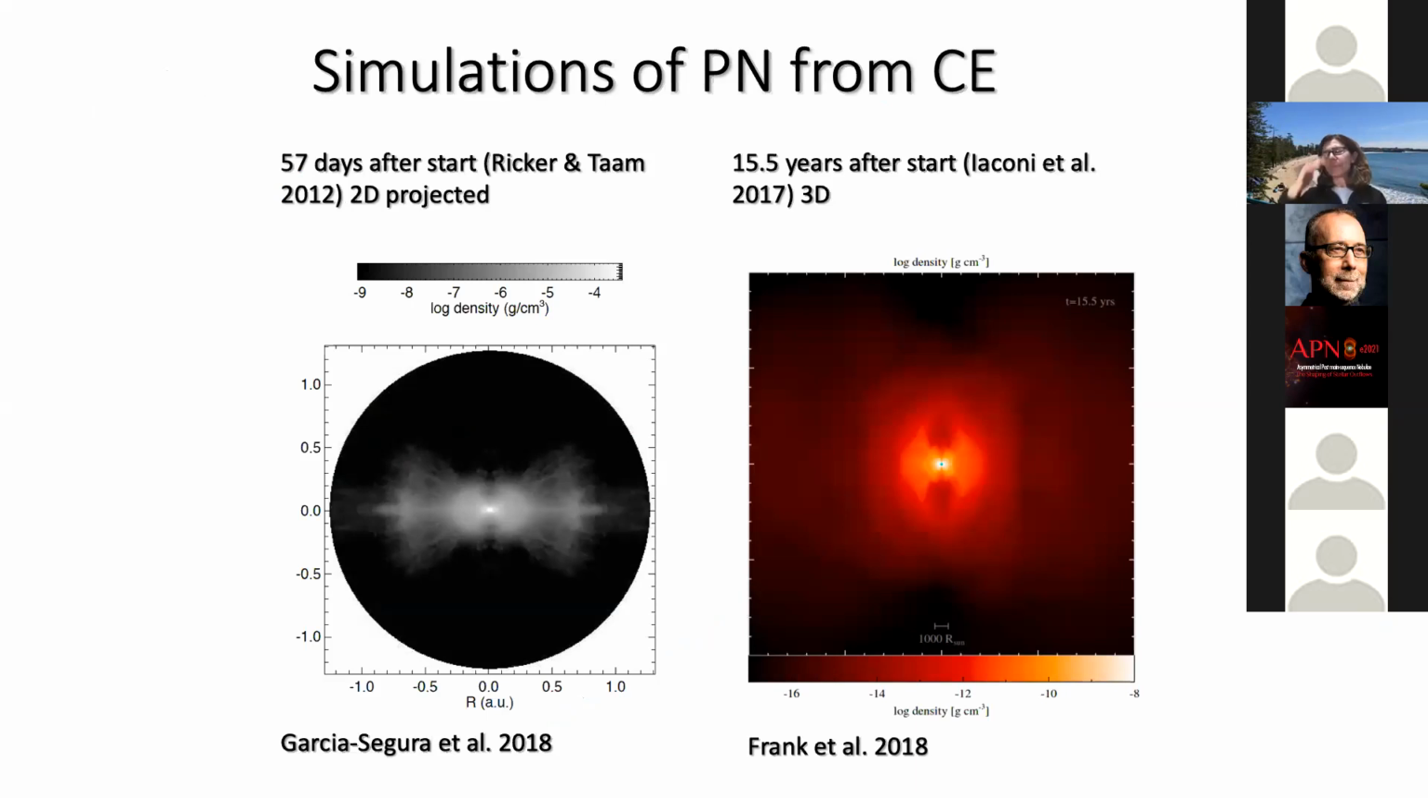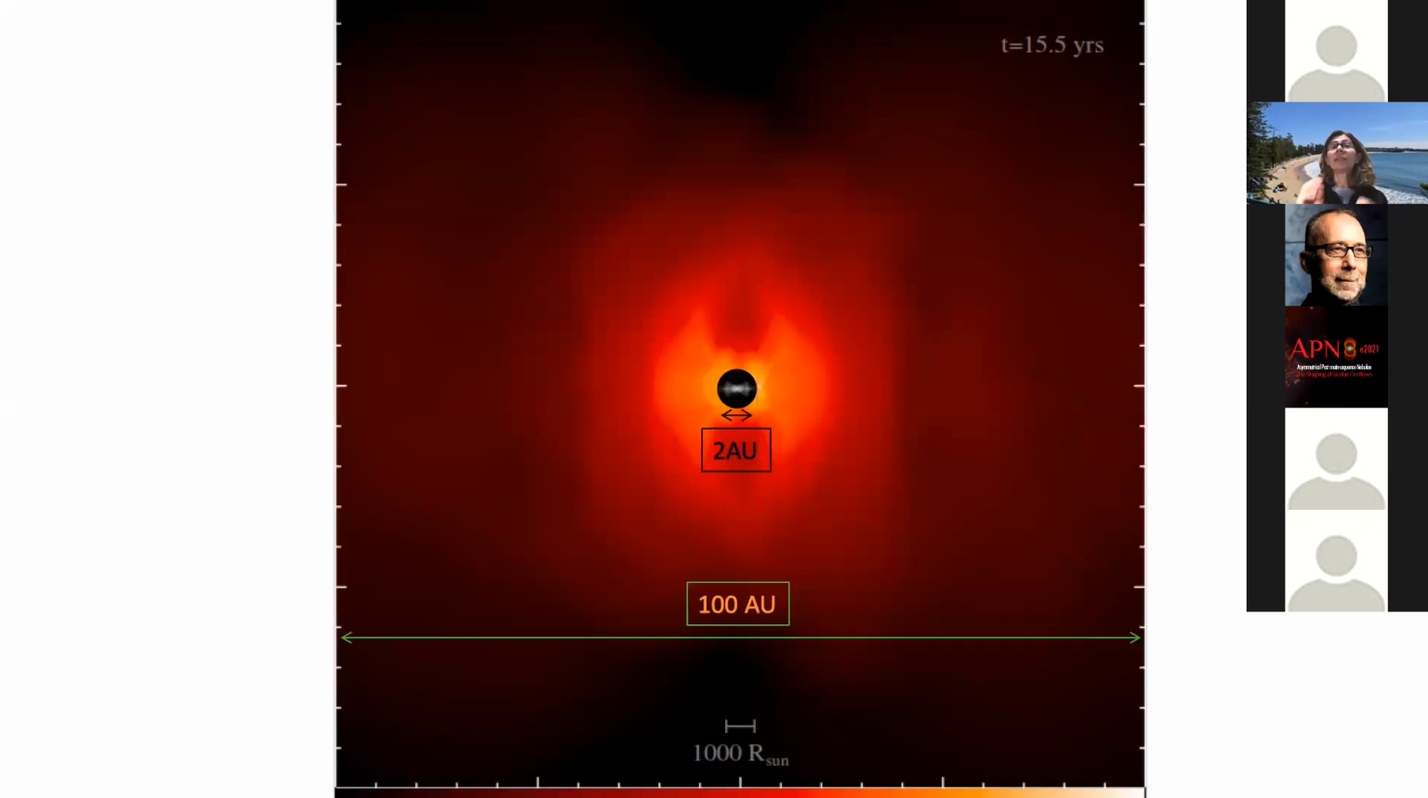Adam's group, in a couple of papers, took a much bigger structure, taken 15 years after the inspiral, and did the same thing. We let the fast wind go inside to try and form the nebula. This is to put in perspective the two sizes. One is a small structure because it's very young. The other one is a little bit older and has had time to expand.